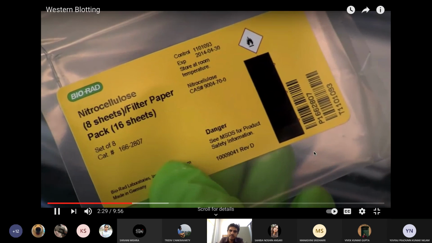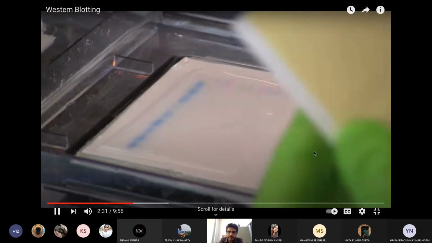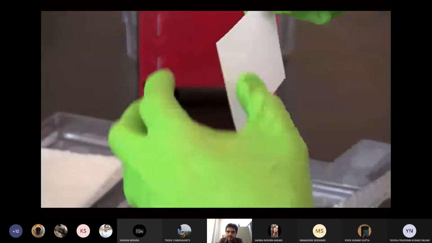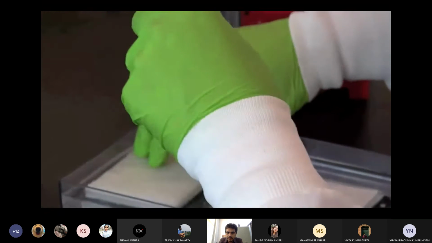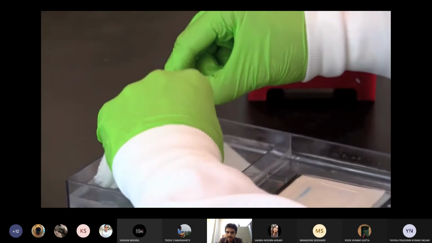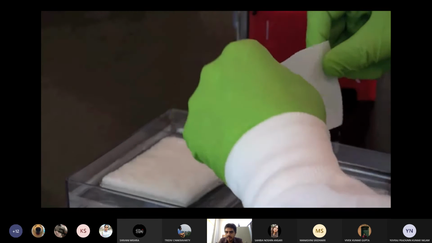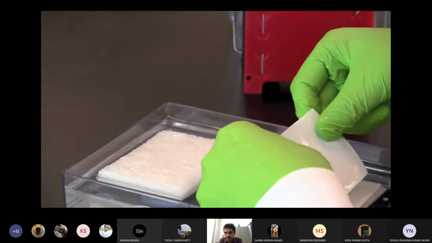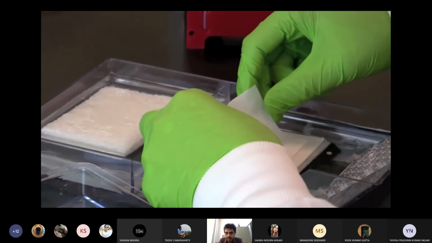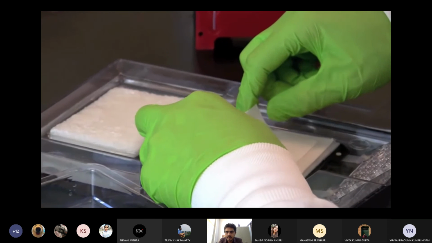Next, you will apply a nitrocellulose membrane. Use a piece of nitrocellulose membrane. It must be appropriate to the size of your gel. And wet the membrane with blotting buffer. This also you need to soak in the buffer first. Carefully place the membrane squarely on the gel. Avoid moving the membrane once placed on the gel, as proteins will begin to blot immediately.